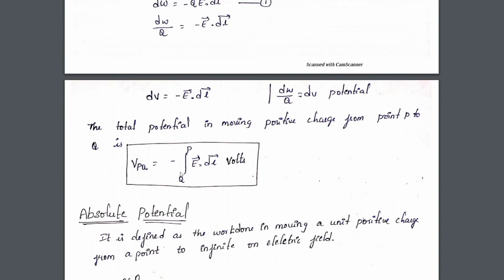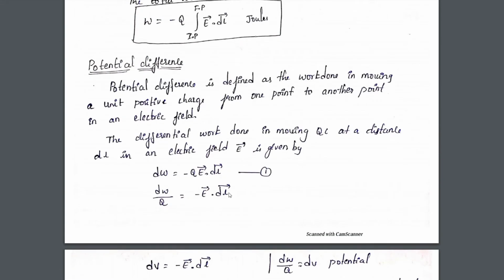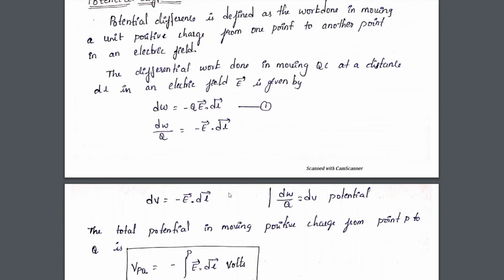So what is the expression for potential difference here? Potential difference is defined as the work done in moving a unit positive charge from one point to another point in an electric field. In order to define this potential difference, we consider first the differential work done, that is minus Q E dot dl. Then bring the Q to left side, you get dW by Q is equal to minus E dot dl. And then this work done by charge is nothing but the potential difference, so that can be replaced by dV, and RHS will be equal to minus E dot dl.